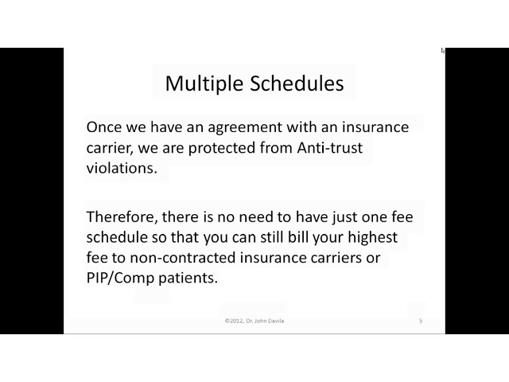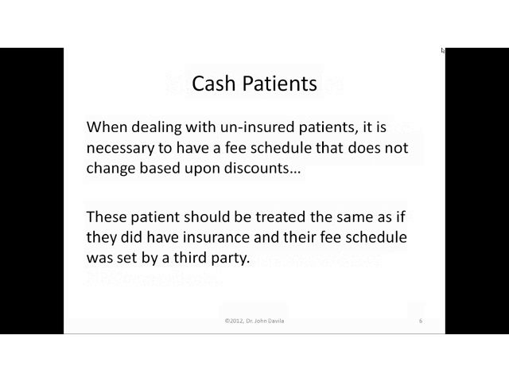Totally fine because of a law called McCarran-Ferguson. That gives insurance companies the ability to have antitrust exemption, to be able to make contracts with doctors, and to be able to make fee schedules. And that law only covers insurance carriers. We don't have access to that law, so that's why we can't have numerous fee schedules with different carriers, even if we don't have contracts. So we don't have antitrust exemption. Insurance companies do. Now, when dealing with an uninsured patient, okay, it is necessary to have a fee schedule that does not change upon discounts.